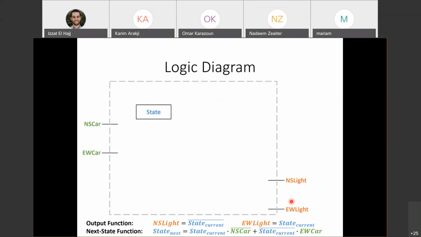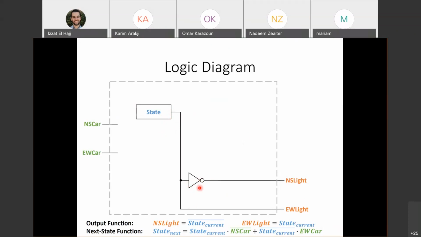So I'll start by implementing the output function. The output function says that NS light is just not state current and EW light is state current. So we can implement it like this. NS light is not state current and EW light is state current. And by the way, I'm showing this logically, but as you know, this is going to be a flip-flop. It's going to give me both the value and its inverse, so I can just get the inverted value from there. But I'm showing this inverter because I'm showing you logically what is going on.